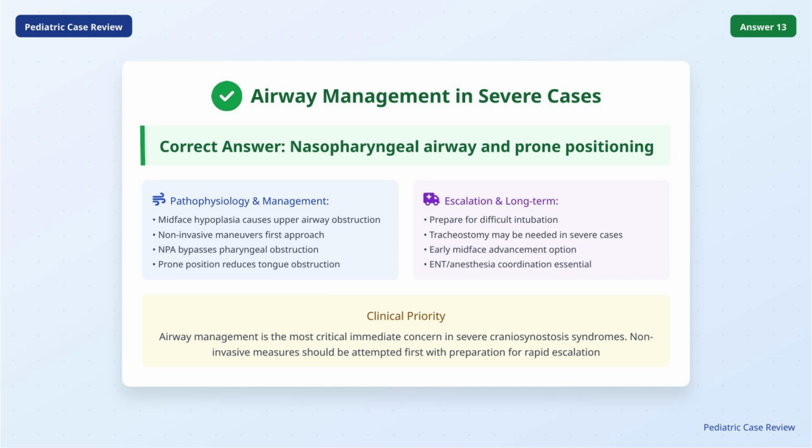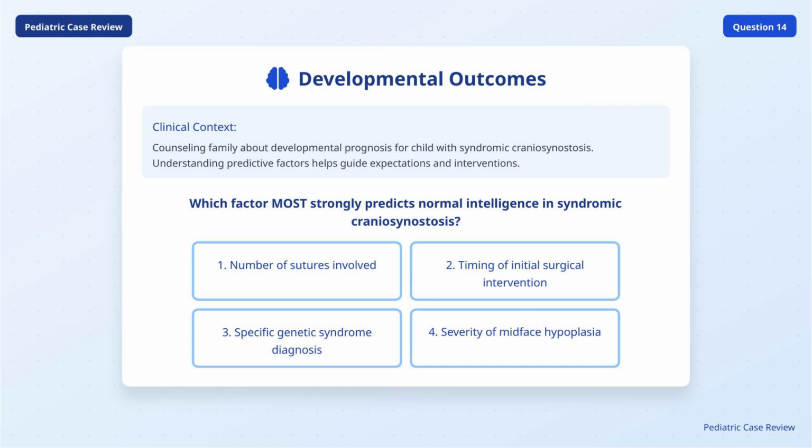Nasopharyngeal airways bypass pharyngeal obstruction, while prone positioning reduces tongue-based obstruction. However, preparation for difficult intubation or potential tracheostomy remains essential in severe cases. Which factor most strongly predicts normal intelligence in syndromic craniosynostosis when counseling families about developmental prognosis?